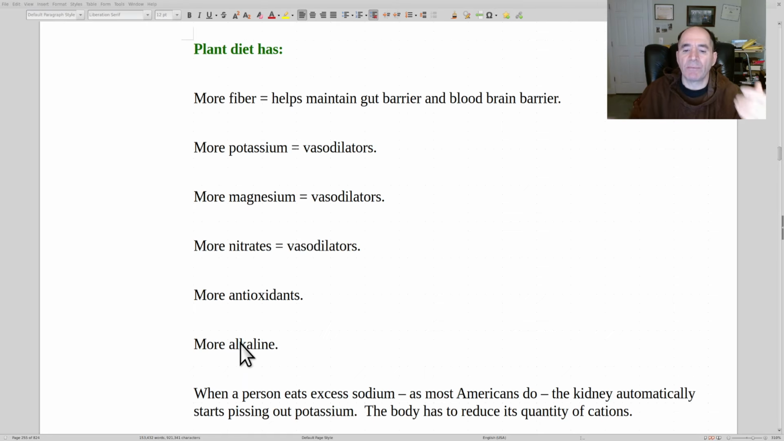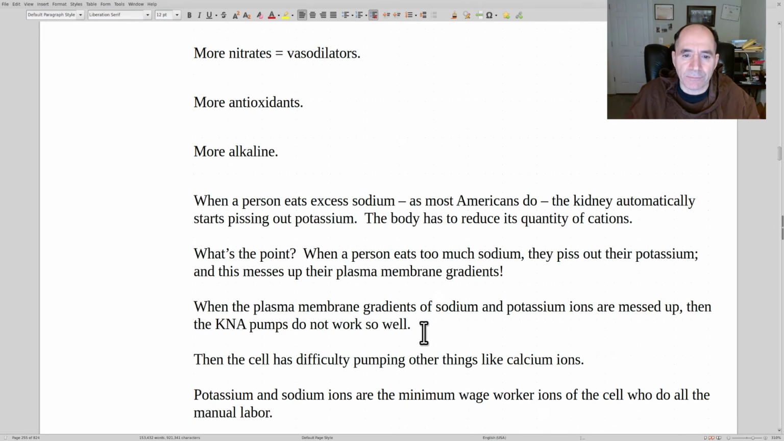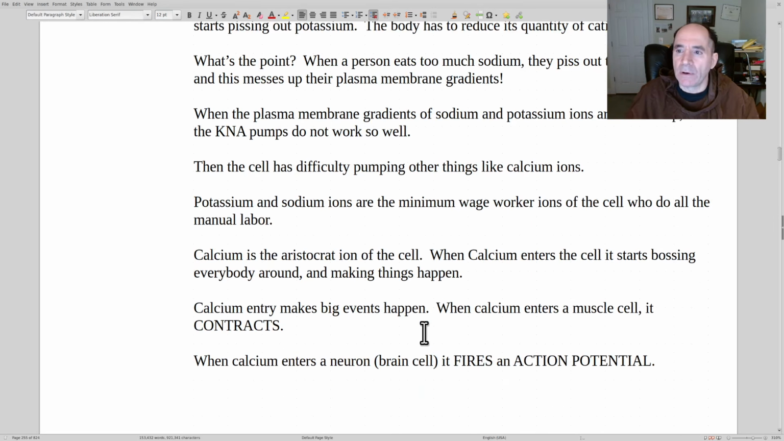When a person eats excessive amounts of sodium, as most Americans do, the kidney will automatically start urinating out potassium. And this can lead to diminished levels of potassium over time. The body has to maintain balanced amounts of cations. Cations are positive ions like sodium and potassium. So if you're taking in lots more sodium, you're going to excrete more of your potassium. And when that's overdone, it can start affecting plasma membrane gradients. Okay, you can basically cause a problem for your cell battery, your cell's electrical system.